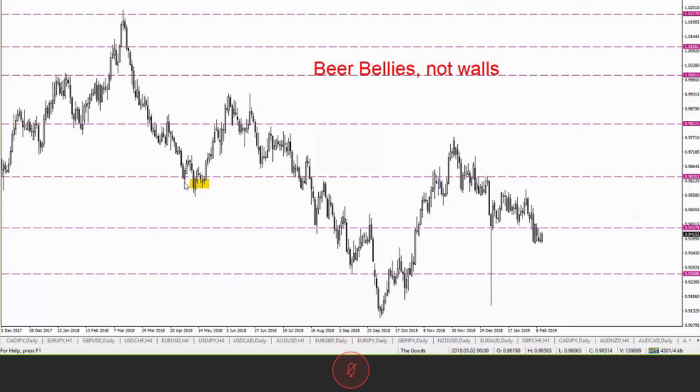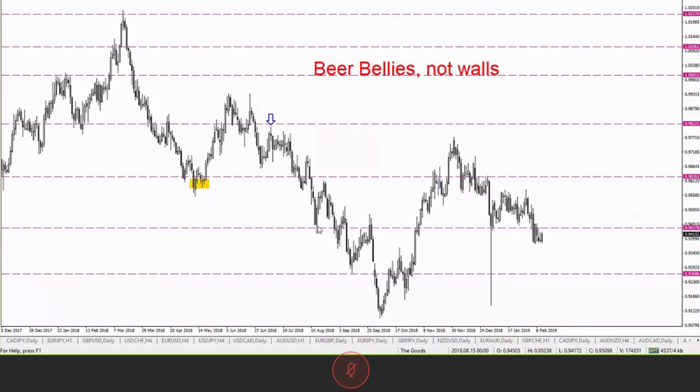Sometimes you'll get these little fake outs. So what that means is sometimes the market pushes into a support and resistance level and it's actually a beer belly. It kind of pushes into it and then it's rejected. Sometimes it'll just barely touch it, like this right here, and also fall away as well. So it's not perfect. They're zones. They're not specific points on the chart.